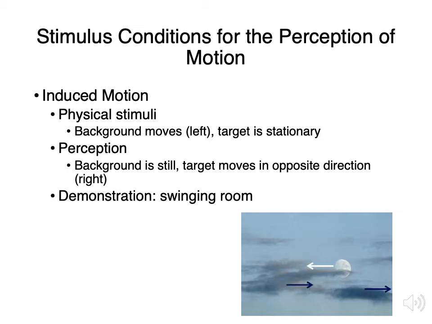A classic demonstration of induced motion is the swinging room illusion. In the swinging room demonstration, you are standing on a static floor and the walls and ceiling are designed so that they move back and forth, making you feel as though you're moving forward and backwards, even though you're stationary. If you watch videos of this, you'll see kids falling over, but typically adults won't fall over. They'll just move forward or backwards. The moving walls create a sense of self-motion through optic flow, which is the pattern of changes on the retina as you move through space.